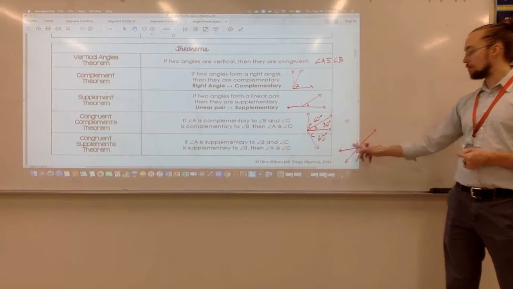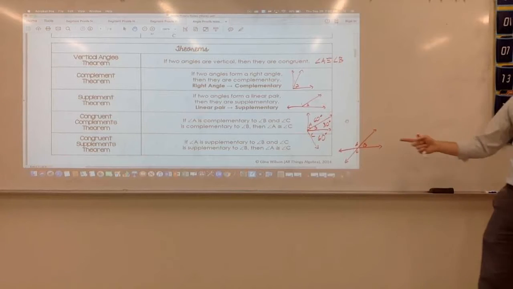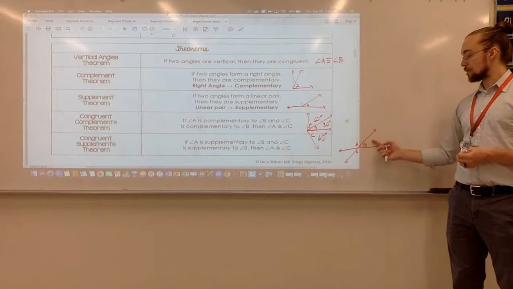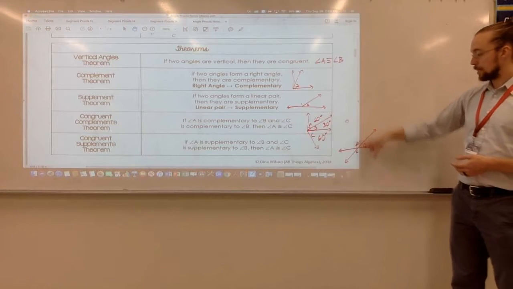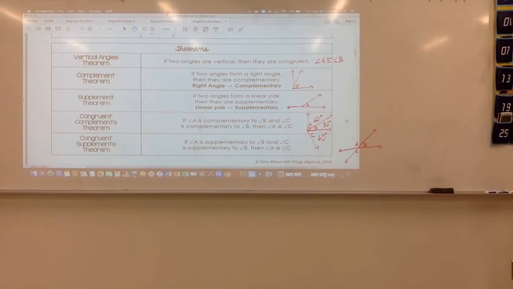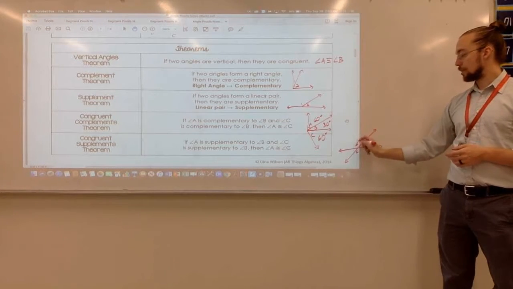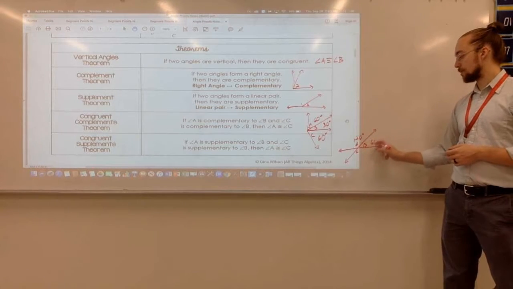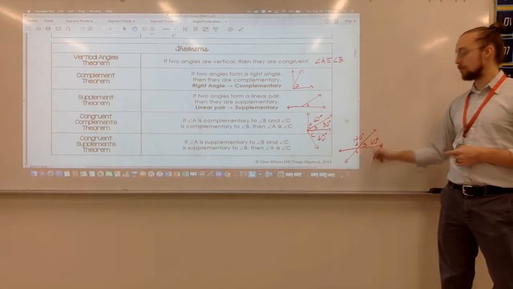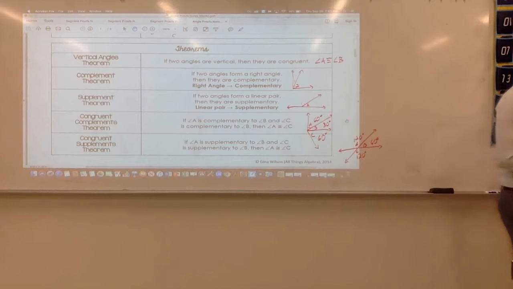Well, A and B are supplementary. They form a straight line together. Then for C and B to be supplementary, they would also have to form a straight line together. Then A and C are vertical. They would have to be congruent to each other. We could also just think about that in terms of measurements, like we did here. If we say that A is 120, then B would have to be 60. Well, then for C to be supplementary to B, it would also have to be 120.